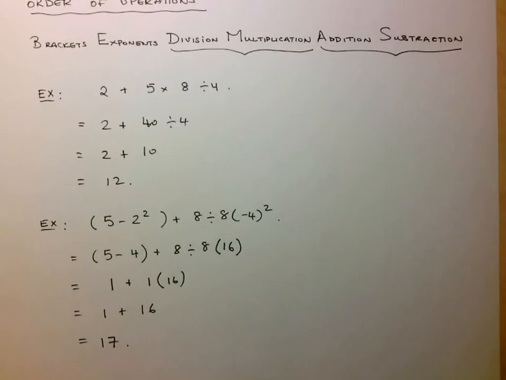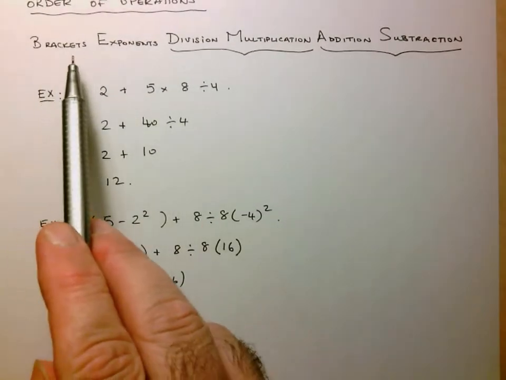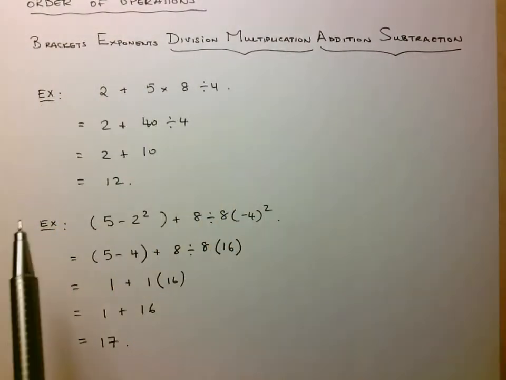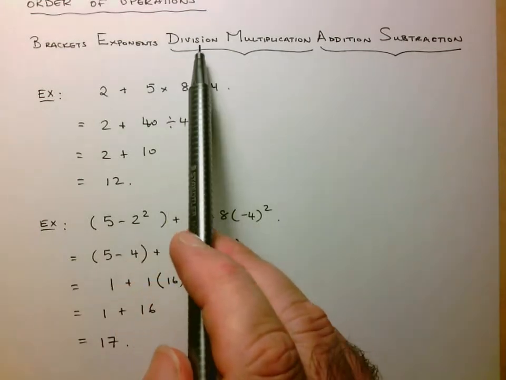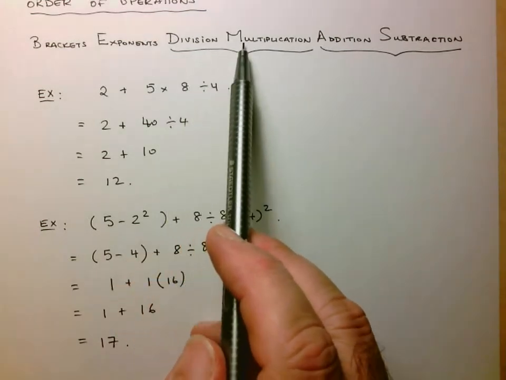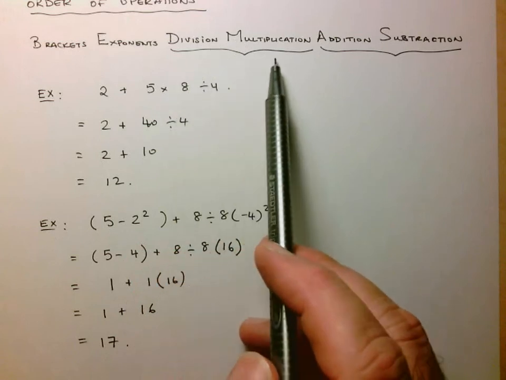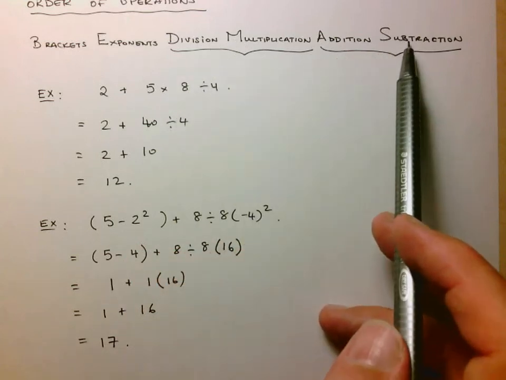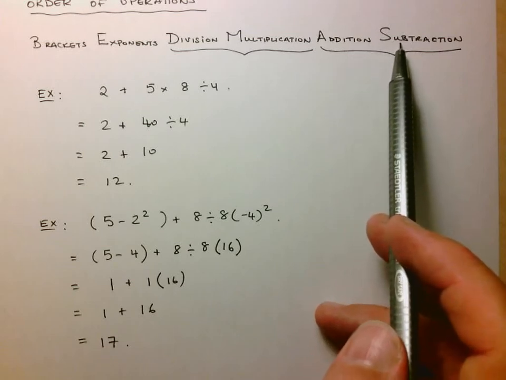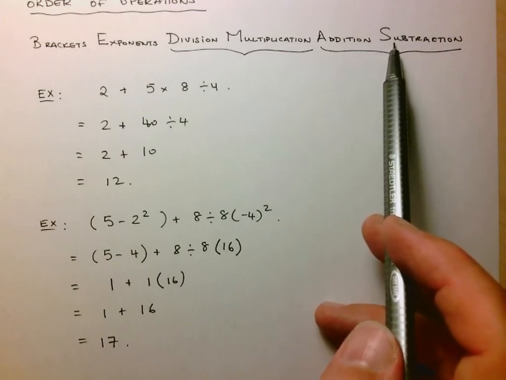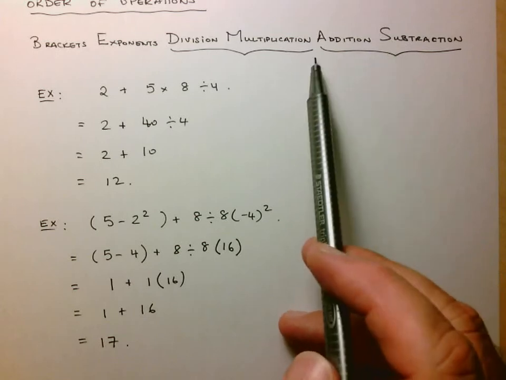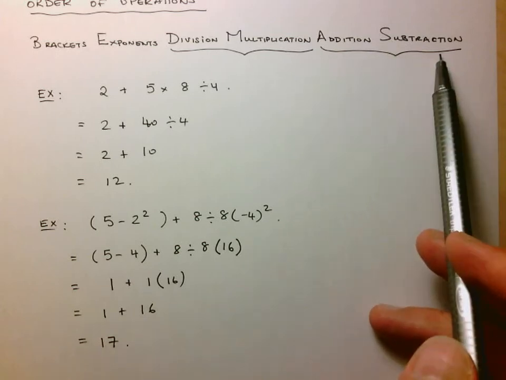Just to recap, this is the order in which we follow when we have multiple operations. Keep in mind that division and multiplication have equal priority. So if there's a bunch of those, you perform them left to right. Same thing with addition and subtraction. They have equal priority. If you have several additions and subtractions occurring one after the other, you just go left to right.